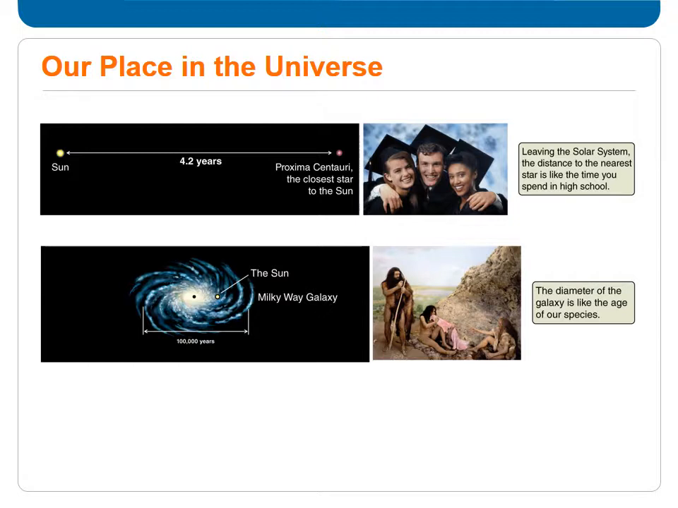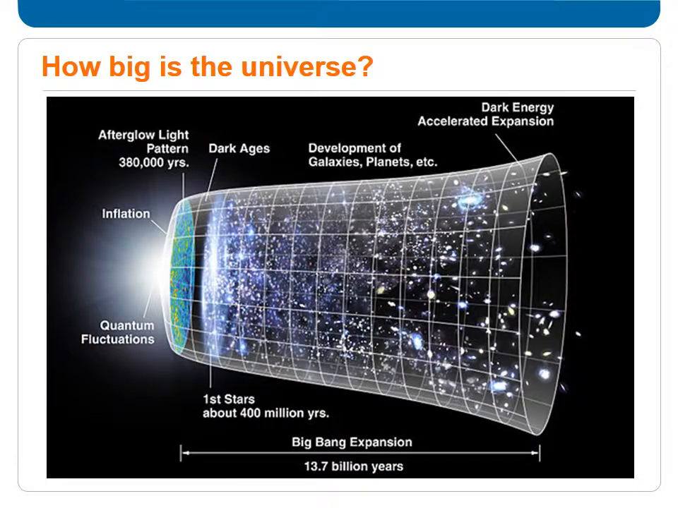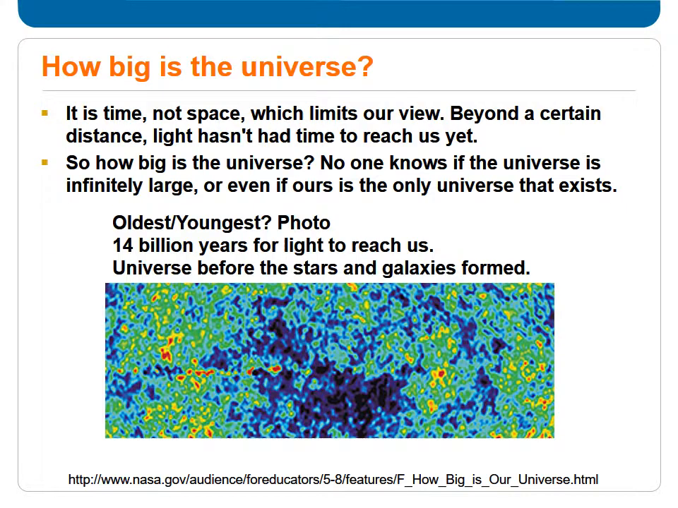for light to travel from the star to the Earth is about the amount of time you spend in high school. And the time taken for light to travel the diameter of the Milky Way galaxy is about the age of our species. Take a look at figure 1.2 to get a sense of these time travel and distance analogies. For the observable universe, the farthest back we can see in time is about 13.8 billion years. It is time, not space, which limits our view.